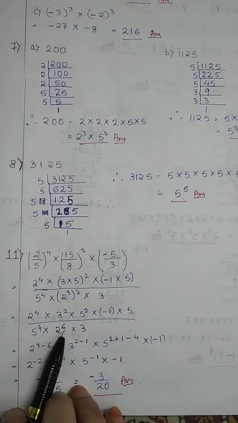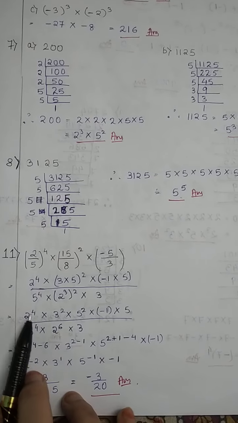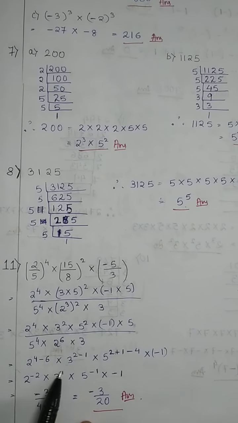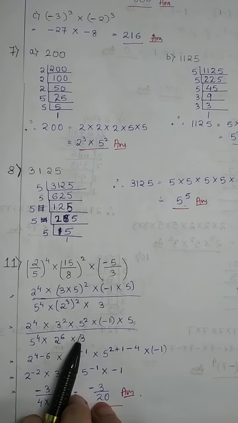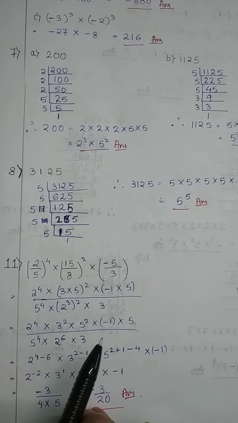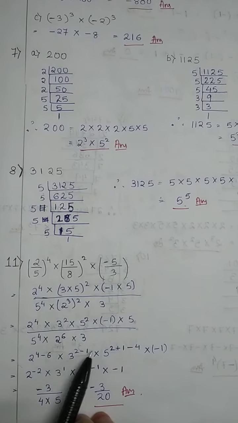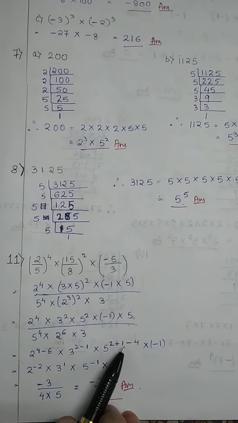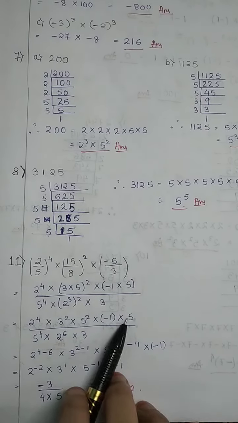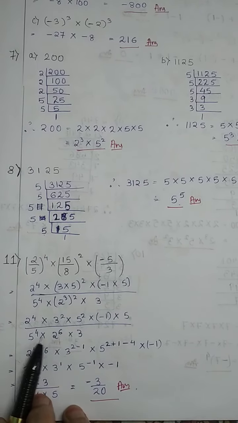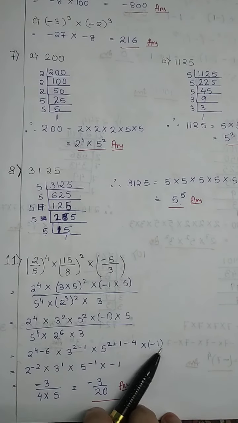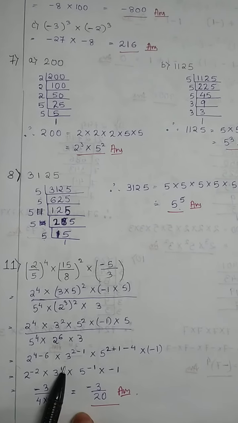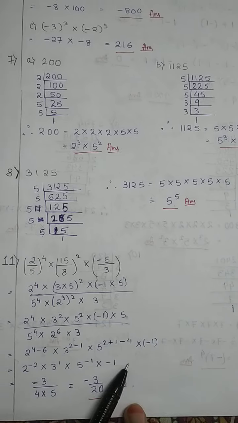Now here 2 to the power 4 and 2 to the power 6 are divided. Divide means subtraction, so you have to subtract. So 2 to the power 4 minus 6 multiply 3 to the power 2. Here there is nothing in the power, it means there is 1. So 3 to the power 2 minus 1 multiply 5 to the power 2. Here there is nothing in the power, it means 1. So you'll add plus 1, because multiply means plus. And again divided by 5 to the power 4, so it will be minus 4. And minus 1 will be written as it is. Now after solving this, you will get 2 to the power minus 2, 3 to the power 1, 5 to the power minus 1, multiply minus 1.